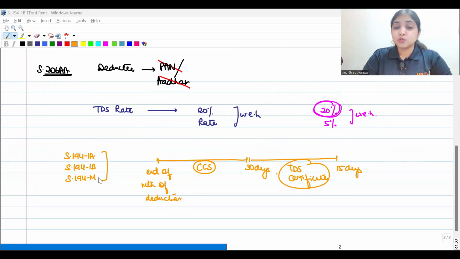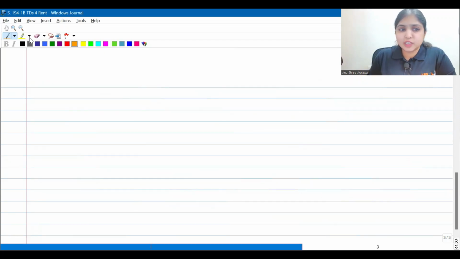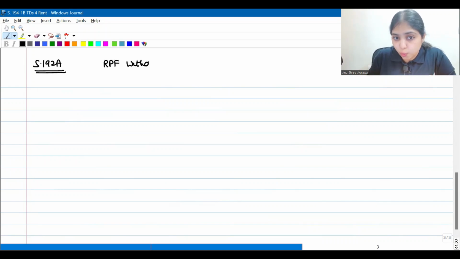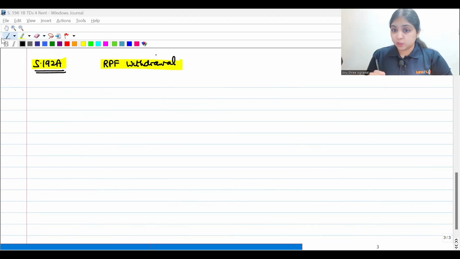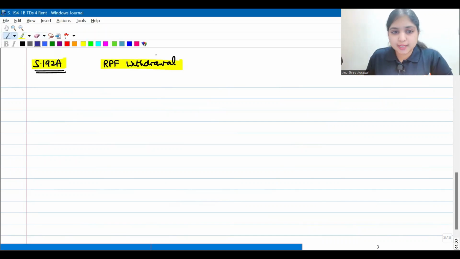Now let me take you to the next section. Next, we are talking about section 192A, a very simple section, which talks about RPF withdrawal. Listen to me. Under section 192A, there are two people in our story. Let's draw a diagram. We have the RPF on one side and we have the employee on the other side. Now, every month, employee and the employer both have contributed to RPF. Both have made savings in RPF.